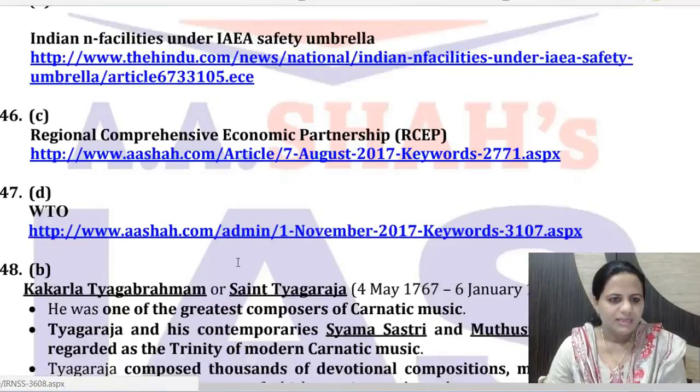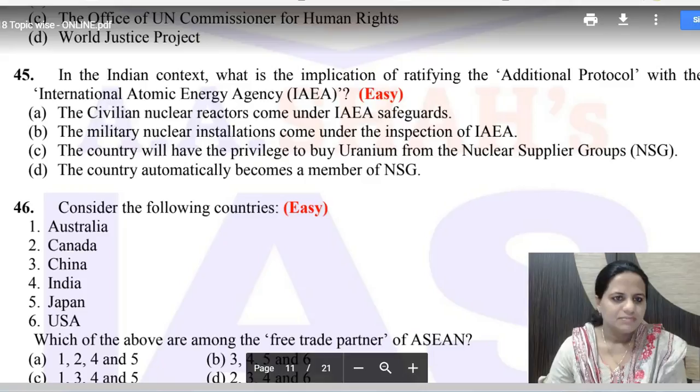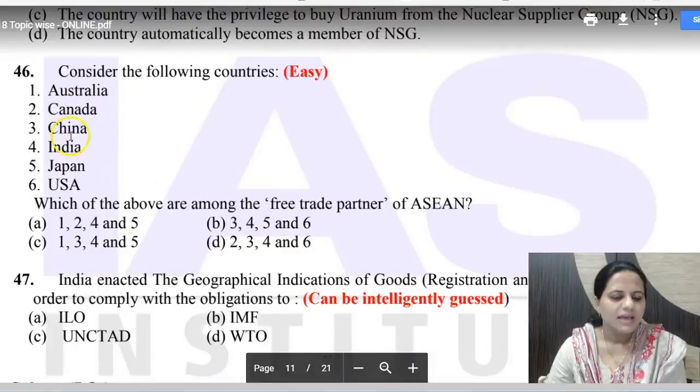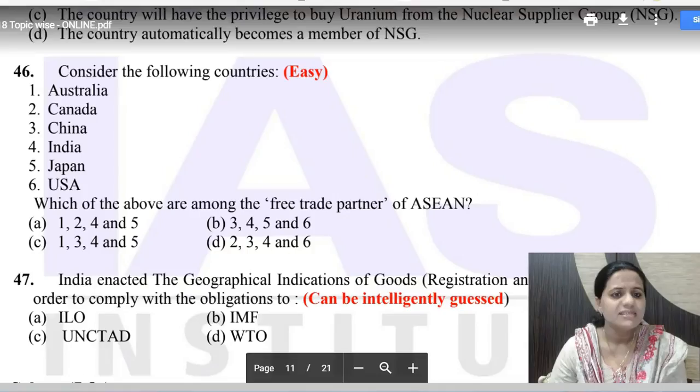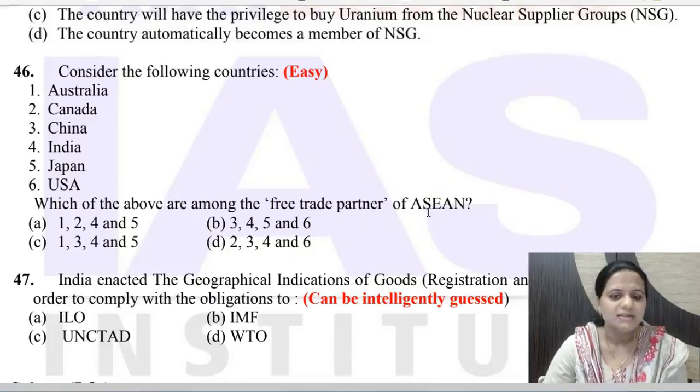Then next is, consider the following countries: Australia, Canada, China, India, Japan and USA. Which of the above are among the free trade partners of ASEAN? So this is regarding RCEP, Regional Comprehensive Economic Partnership. RCEP has quite often been in news. And this is regarding ASEAN having this grouping with six countries with which it has an FTA agreement. So they are free trade partners.